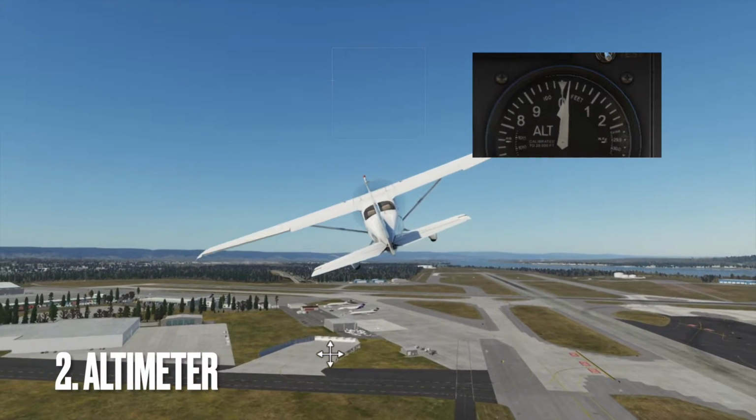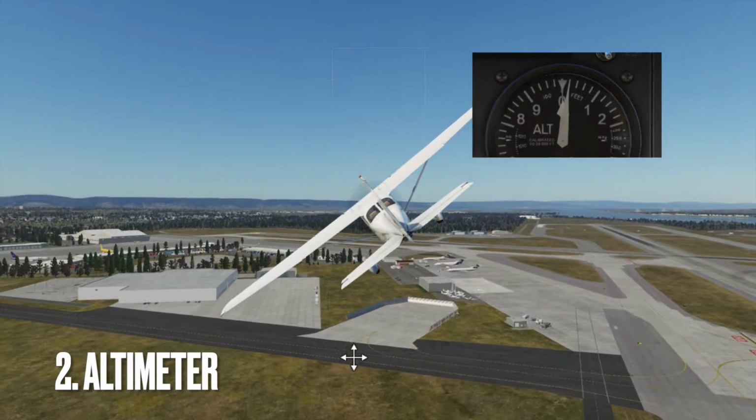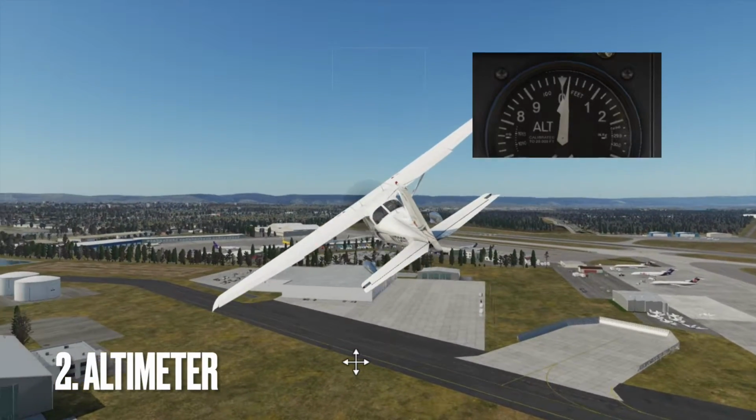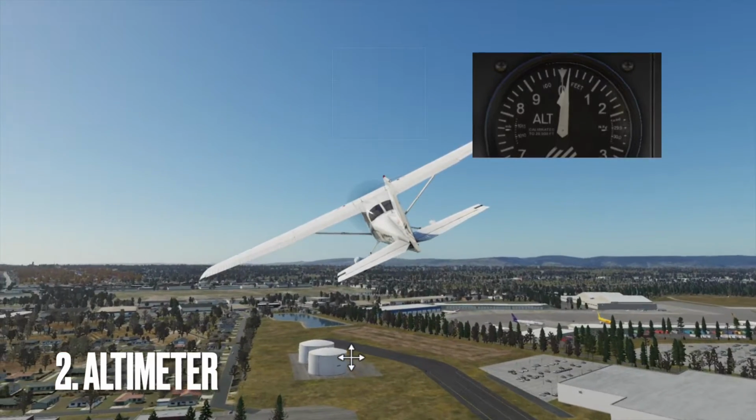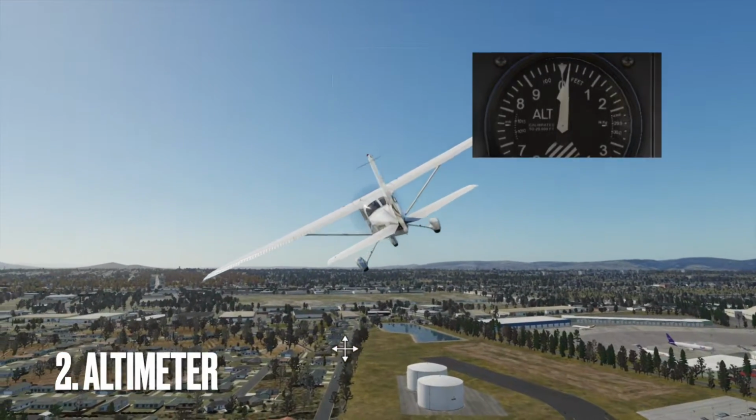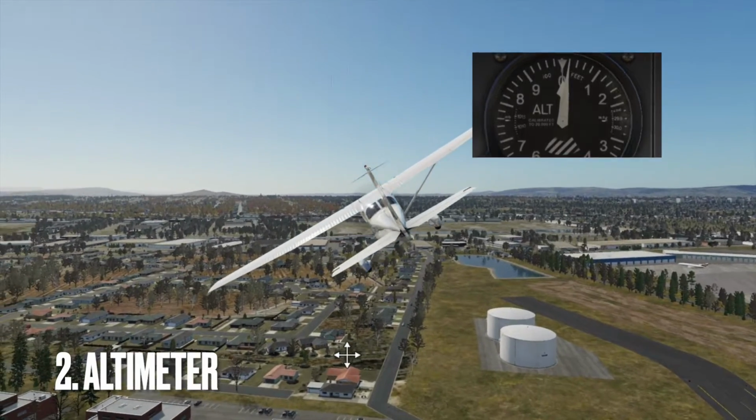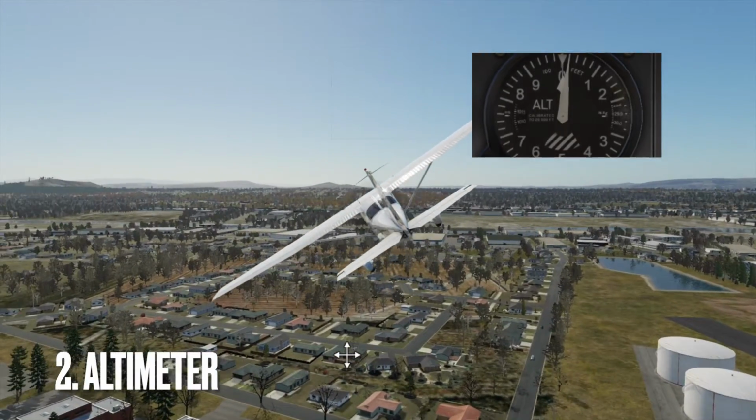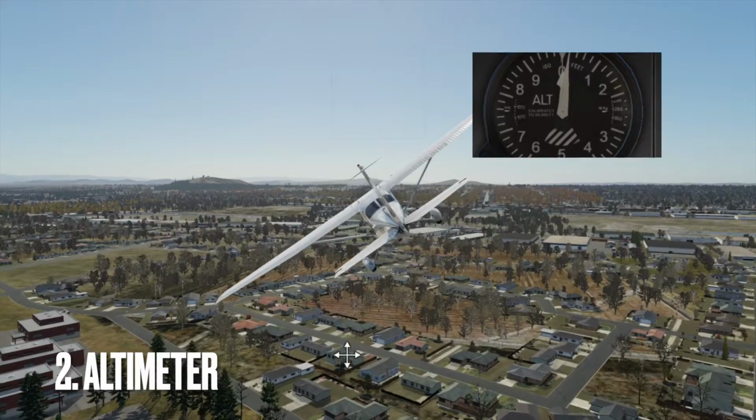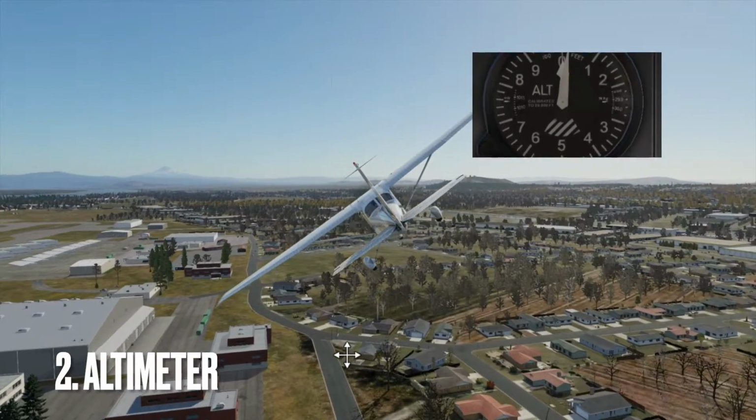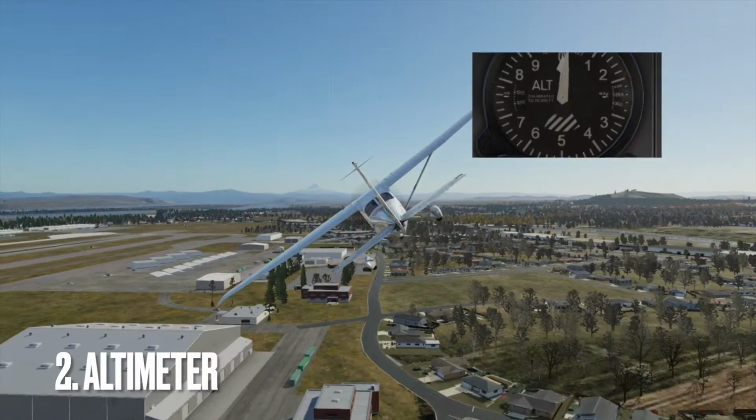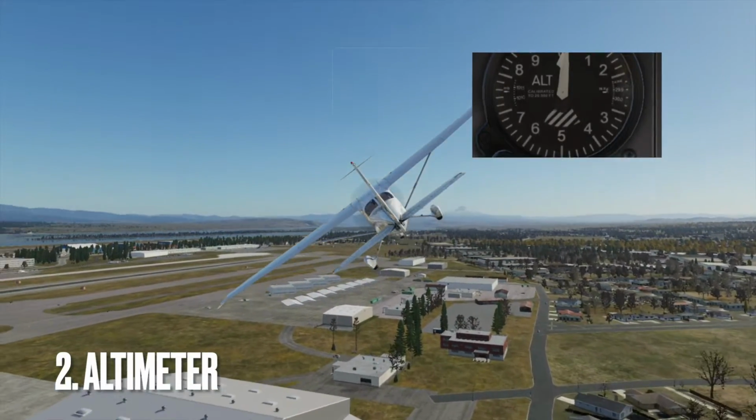The altimeter indicates the aircraft's altitude above sea level. Pilots use the altimeter to navigate safely and comply with altitude restrictions, especially during instrument flight. When approaching an airport, the altimeter helps the pilot maintain the correct altitude for a safe descent and landing. Accurate altitude information is crucial for terrain clearance, obstacle avoidance, and maintaining safe separation from other aircraft.